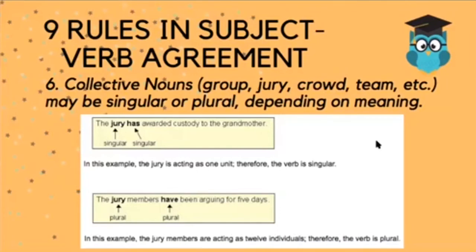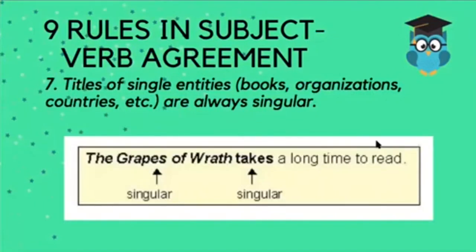Okay? Next, 7th rule: titles of single entities, books, organizations, countries, etc., are always singular. So in this sentence, the Grapes of Wrath takes a long time to read. This is a title of a book. So if there is a title of a song or the name of an organization or the name of a country, it's always singular in form.